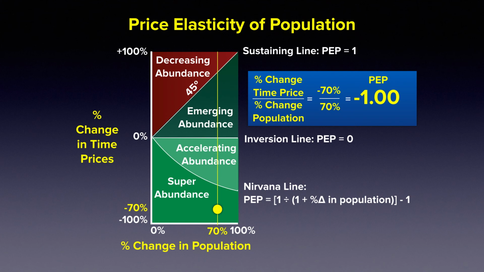Once again, there are three lines: the sustaining line, the inversion line, and the Nirvana line. And they divide our areas up into four zones: the decreasing abundance zone, the emerging abundance zone, the accelerating abundance zone, and the superabundance zone.